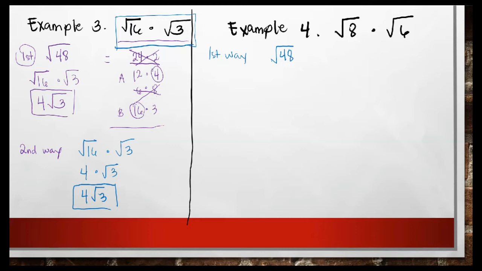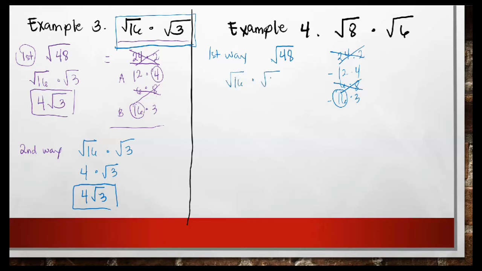In our previous example, the factors that we have are 24 times 2, 12 times 4, 6 times 8, and 16 times 3. Since 24 times 2 and 6 times 8 do not have a perfect square, we will have these two. And since 16 is the highest perfect square factor of 48, we will use 16 and 3. So let's have the square root of 16 times the square root of 3.